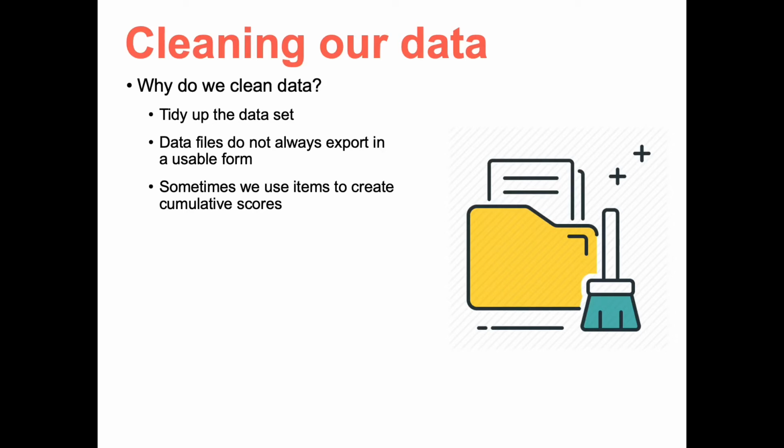And the third reason for us to clean the data is that in many cases, we use items to create a composite score. So for example, if you have a depression scale that includes 10 items, to create a total score to assess the depression, probably you will need to take the average of the responses of all 10 items, or you may want to sum up all responses to get a final score.